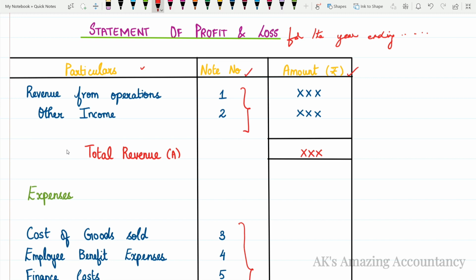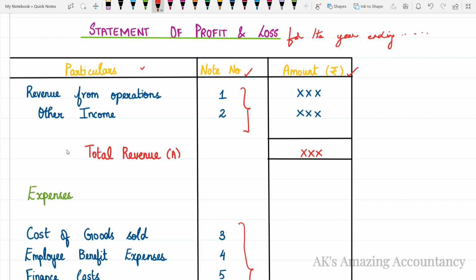Now, let me explain to you the contents of each and every note which we have here. Before that, let me read the income notes and expense notes as available in the statement of profit and loss.